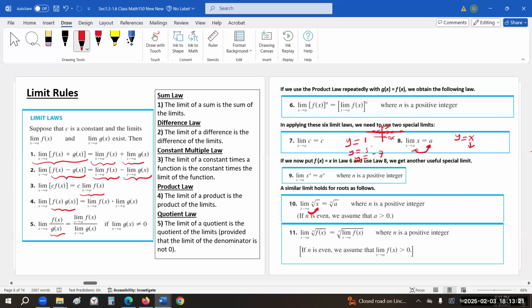If n is even, we assume that our limiting value is bigger than 0. Finally, if you have the nth root of a function, you can insert a limit inside the root, find the limit, and then take the root of that result, that y value. That would be your answer. So limits, you can move them around. If you have a division, you can move the limit on the top, limit on the bottom. If you have a radical, you can put the limit inside the radical, find the y value, and then take the radical of that y value. So limit is a very cool concept.